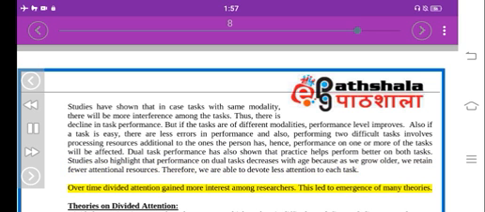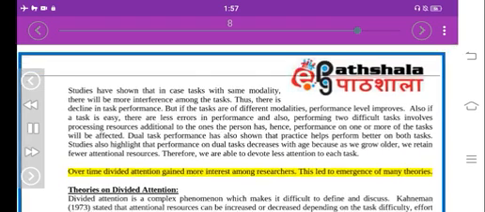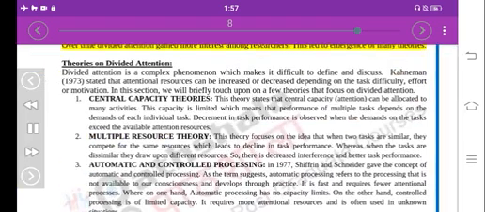Over time, divided attention gained more interest among researchers. This led to the emergence of many theories. Theories on divided attention. Divided attention is a complex phenomenon which makes it difficult to define and discuss. Kahneman 1973 stated that attentional resources can be increased or decreased depending on the task difficulty, effort, or motivation. In this section, we will briefly touch upon a few theories that focus on divided attention.